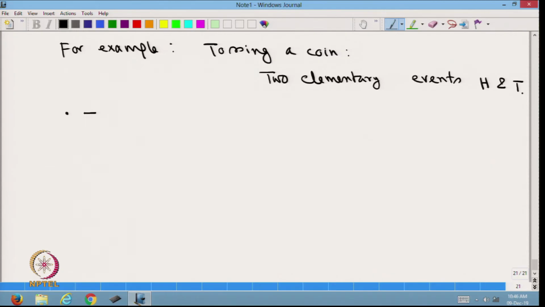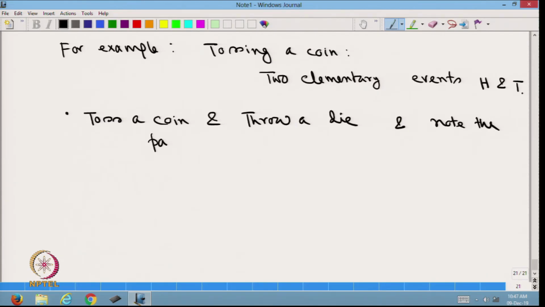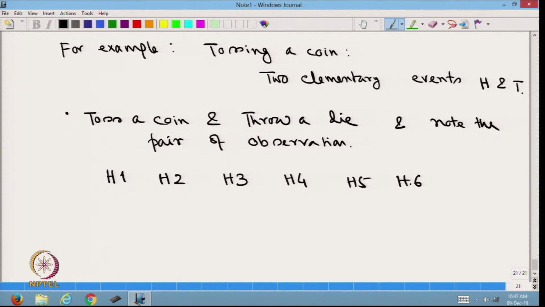Suppose my experiment is to toss a coin and throw a die and note the pair of observation. Then there are 12 elementary events: H1, H2, H3, H4, H5, H6, T1, T2, T3, T4, T5 and T6. So, this set of 12 pairs is my set of elementary events, and together they are the exhaustive event.